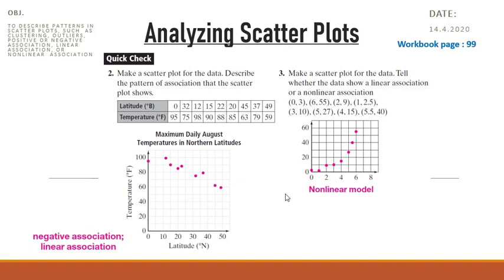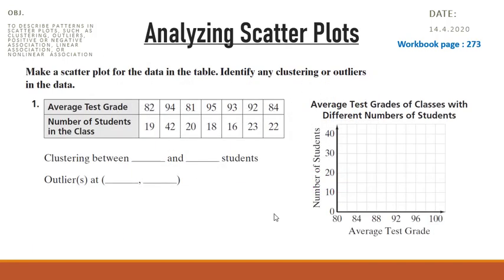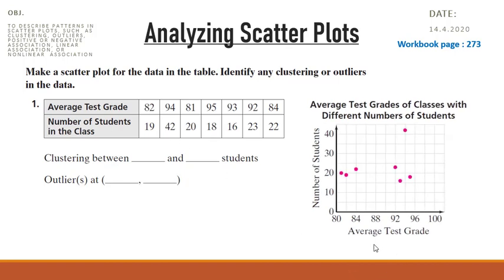Okay, guys, let's move now to page 273 in the workbook. Be quick. Start to plot the points 82 and 19, here, and so on, 94 and 42. If you know the answer, the clustering and the outliers, let me know in the chat.